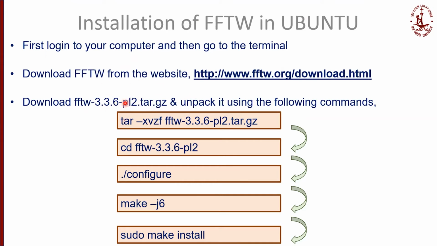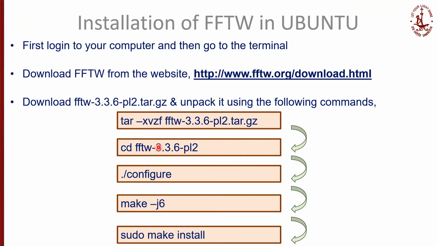So what I have downloaded is 3.3.6 from the official website of FFTW. And all these are free. You don't have to pay anything anywhere for downloading and installing these packages. Since it is a tar.gz file, you have to unpack it using the same tar command, that is tar -xvzf, then your tar file name. It will extract all the files and create a folder named FFTW with the version of the file.